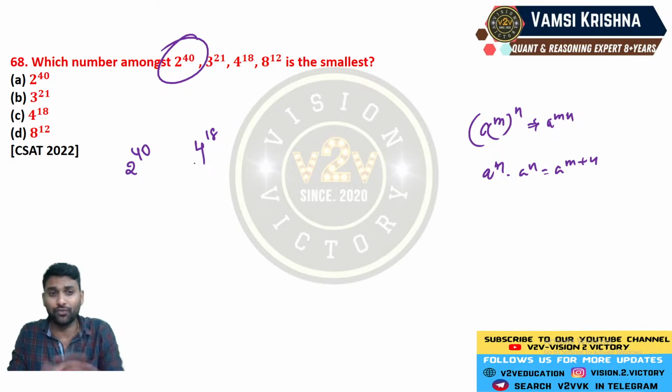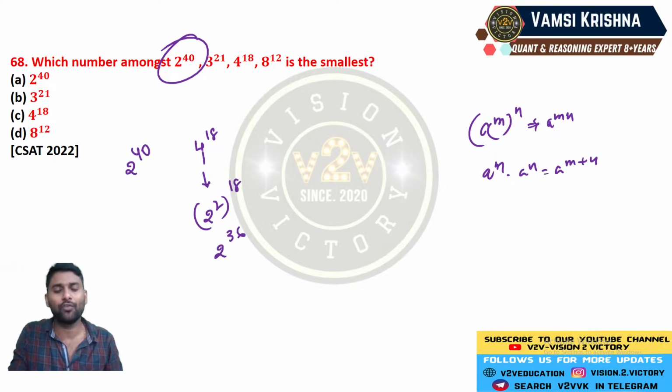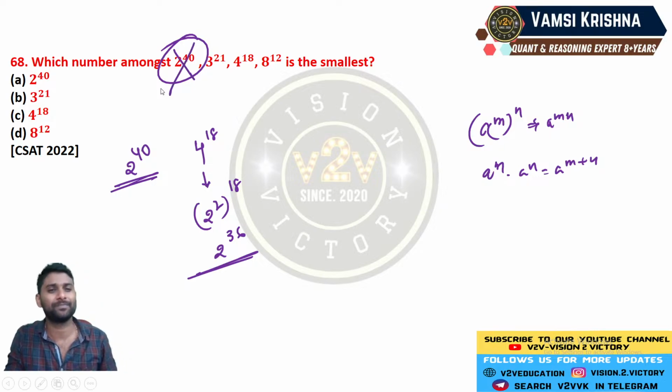Let me convert it in terms of 2. So 4 power 18 you can take as (2 squared) whole power 18, so this is 2 power 36. 4 power 18 is exactly equal to 2 power 36, and 2 power 40 is always greater than 2 power 36. Now we can say 2 power 36 is the lowest one. Eliminate that option. 2 power 36 is the same as 4 power 18.